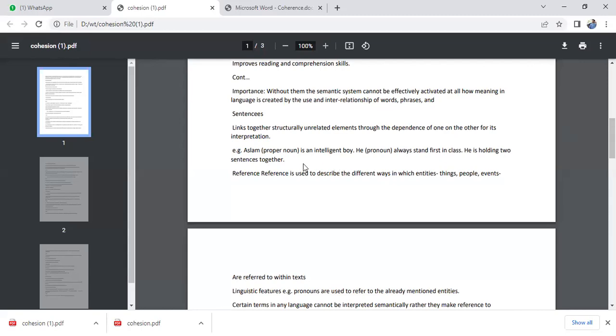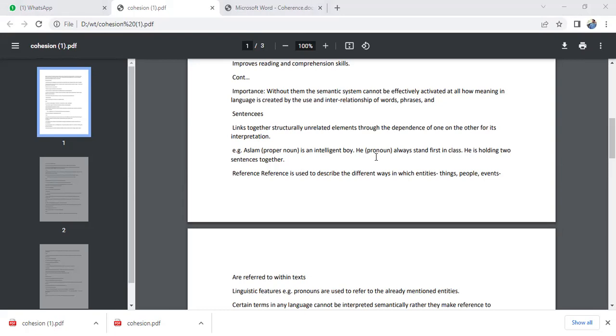Now, an example is given: Aslam is an intelligent boy. He always stands first in the class. He is holding two sentences together. Now coming towards he. What is he? He is actually a cohesive device. Through he, you brought cohesion here. The writer has brought cohesion, coherence and also unity in this writing. Here, he is actually referring back to Aslam. And now it is a signal that the preceding or following idea is similar to the previous one.